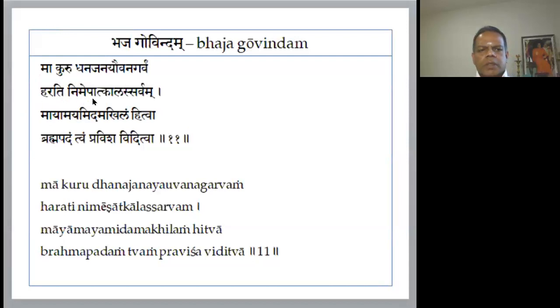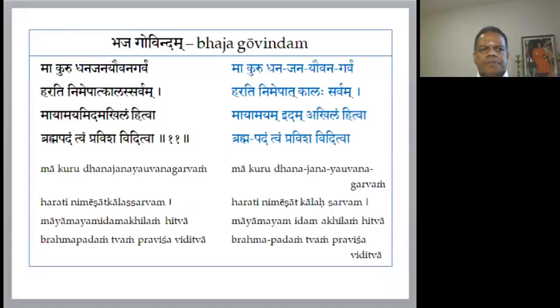In the next one, there are no aspirated consonants. But I'll just point out the nimesha, this cerebral sha. So nimeshat kalas sarvam. Maya mayamidam akhilam. The khi is the second letter in the ka varga, so it has to be aspirated. Maya mayamidam akhilam hitva. Brahma padam tvam pravisha viditva. There are no aspirated consonants. We look at the sandhi split.